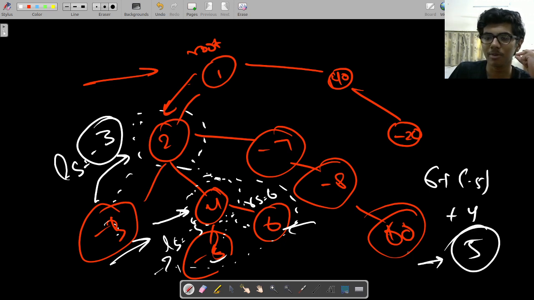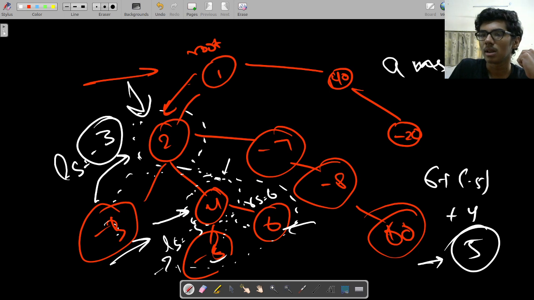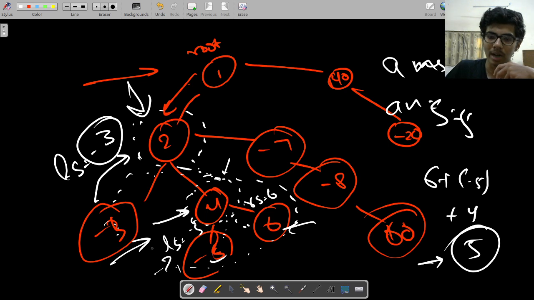Okay, so it will give me 5. But rather, I also want this solution for this subtree also, so I will keep the answer. Initially my answer was the minimum, the max int minimum, and I want my maximum answer. So now my answer will change to 5 because I have found one answer.